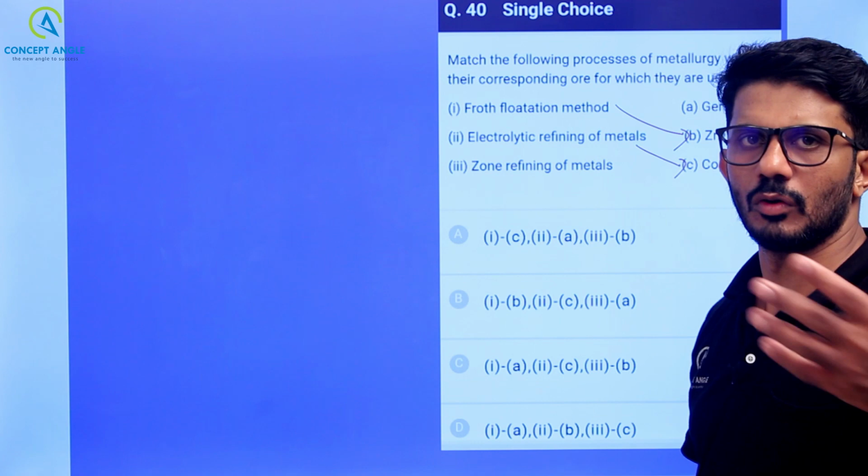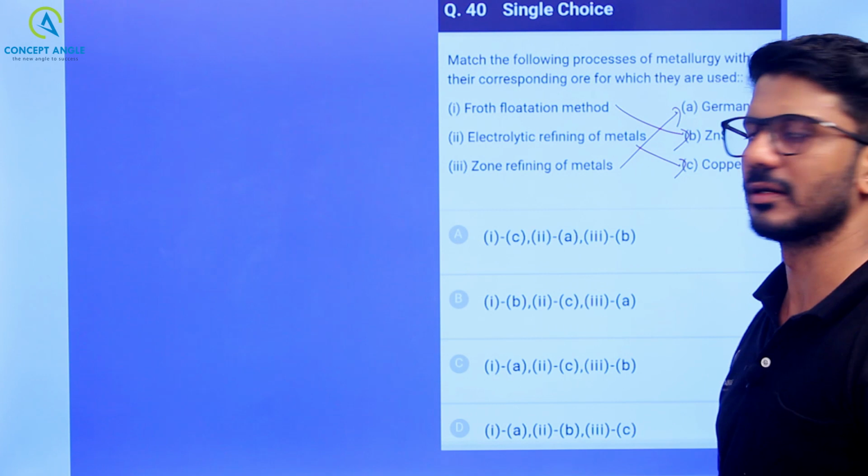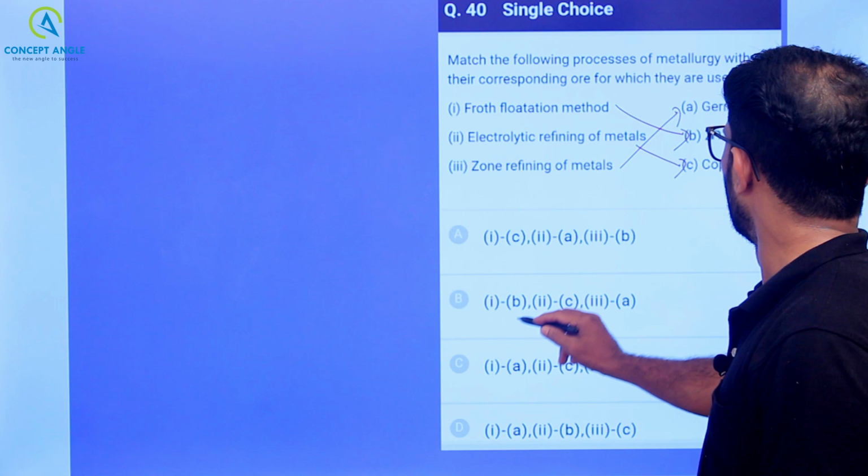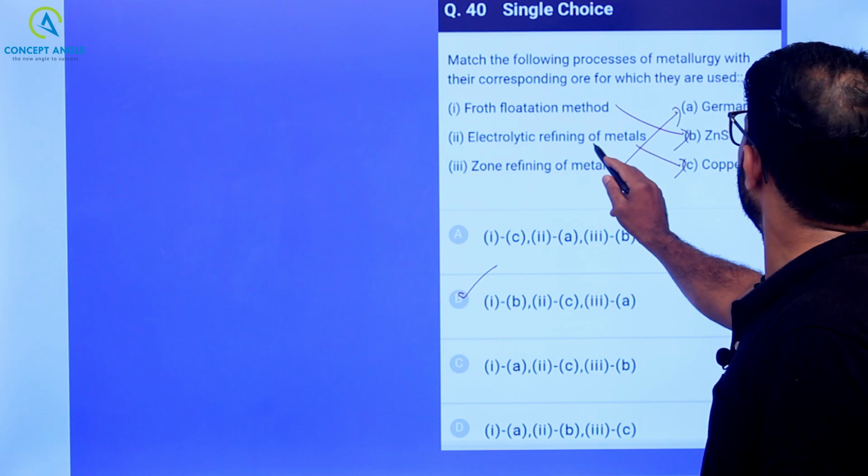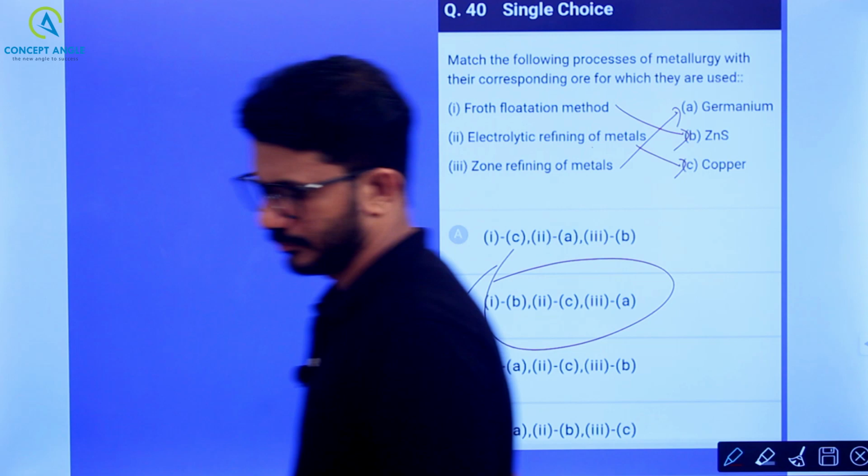Okay, so copper. Zone refining is for semiconductor metals and metals with high purity, so germanium. So 1B, that is the option: 1B, 2C and 3A. This is the option. Move to the next question, that is question number 41.